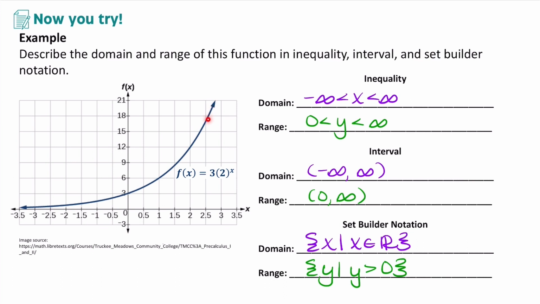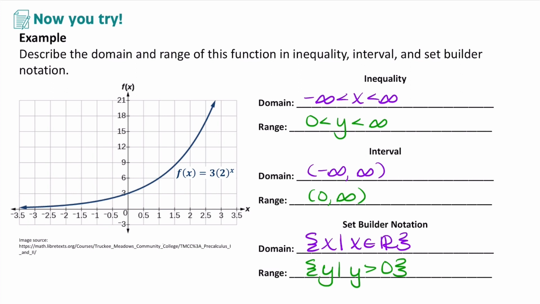The range, well, remember that exponential functions have an asymptote, right? So this one has an asymptote at y equals 0. So it's going to get really, really close to 0, but not actually equal it. So that's why we use the less than sign with 0, okay? So it's 0 less than y, which is less than infinity. So as an interval, this is going to go from negative infinity to infinity, and the range is going to go from 0 to positive infinity.